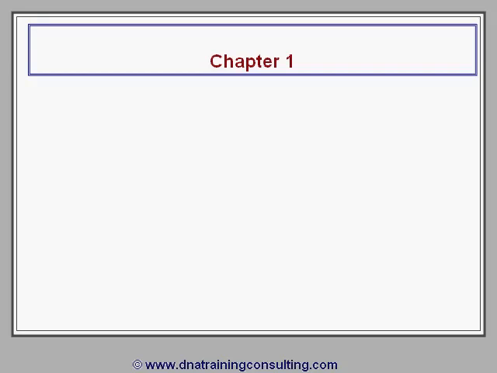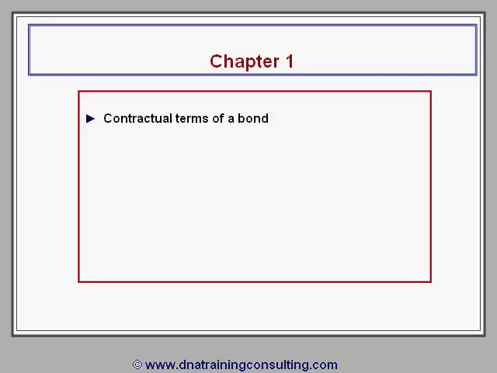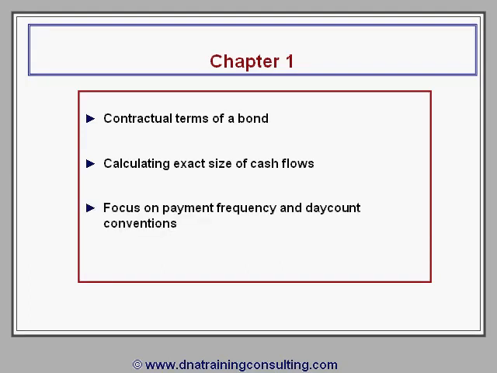This Chapter 1 examines the principal terms of a bond pursuant to its contract and teaches you how to calculate the exact size of the cash flows under the bond, particularly with regard to coupon payments, given the payment frequency and specific day count convention.